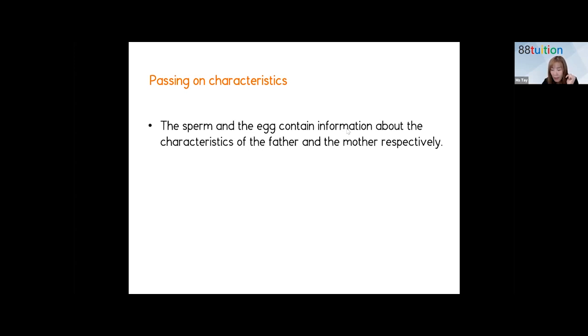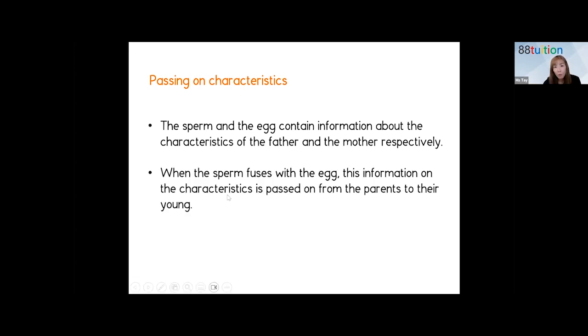Now, the sperm and egg contain information about the characteristics of the father and mother, respectively. Okay, so you're going to learn about how fusion takes place, and this is known as fertilization. We will learn it, I think, if I'm not wrong, next week. Okay, so next week we'll be doing this human reproductive system. So we'll talk about how the cells actually fuse together. Then when that happens, information, which is the characteristics, will be passed on from parents to their young. So far, so good. Any question that you have?